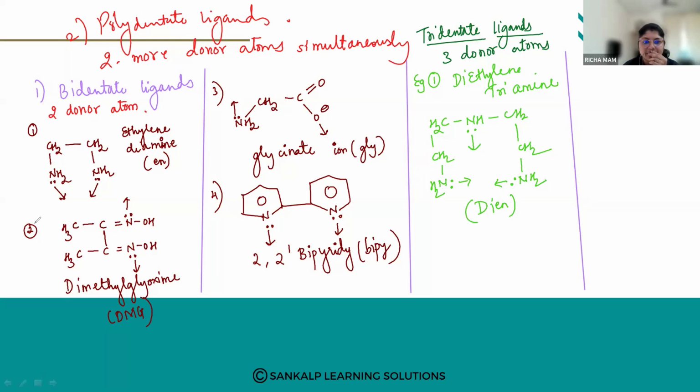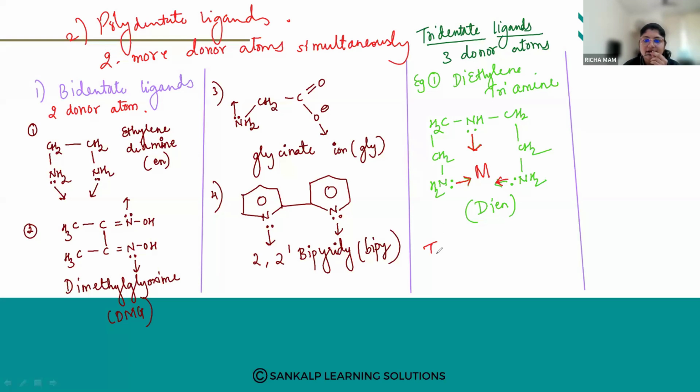I hope you are writing down the structures. You can see that at the same time, these three donor atoms get bonded to the central metal atom, and it will form what? Three coordinate bonds. So this was an example for a tridentate ligand.